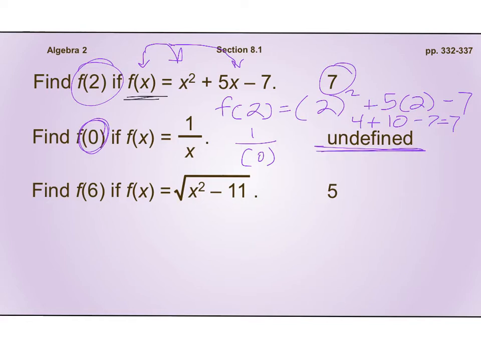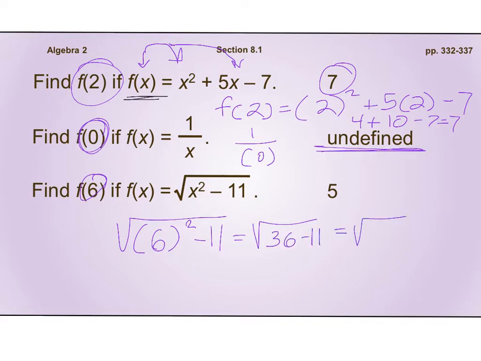Now, on this one, whatever is in there squared minus 11. Sorry, my handwriting is bad because I can't rest my wrist. So 6 squared. 6 squared is 36 minus 11. So this is the square root of 25, which, as we know, is 5. So that's my answer. Okay, this is function notation. We're going over this because this is very important to what we are doing today in regards to function operations.